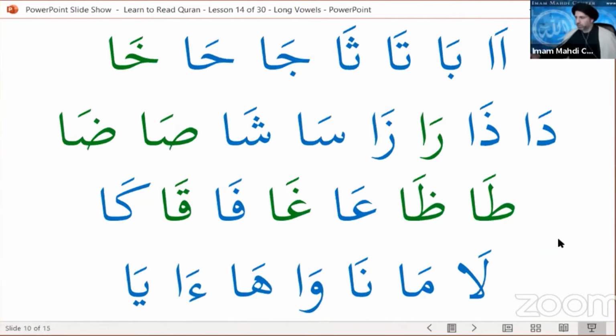So it's very important that at the beginning we learn how to pronounce this mad, this long vowel. It's a, except when this vowel is connected with these 8 letters, then the vowel sound becomes full. So see kha, ra, sa, da, ta, dha, gha, and qa.